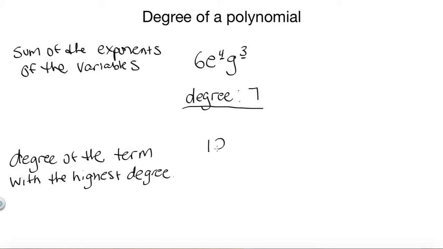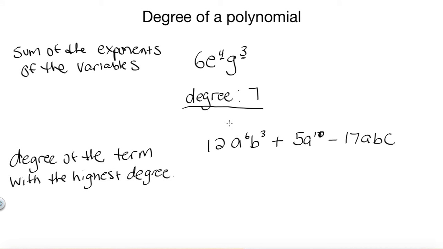Okay, so let's look at an example. Let's say I have 12a to the power of 6, b to the power of 3, plus 5a to the power of 10, minus 17abc. I want to find the degree of this polynomial, but before I do that, I have to find the degree to each term.